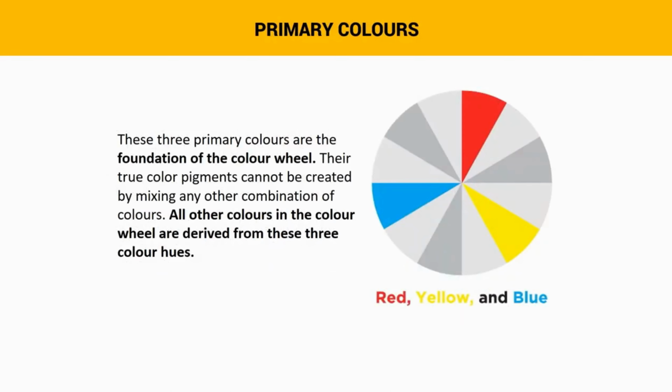Primary colors. These three primary colors are the foundation of the color wheel. Their true color pigments cannot be created by mixing any other combination of colors. All other colors in the color wheel are derived from these three color hues.